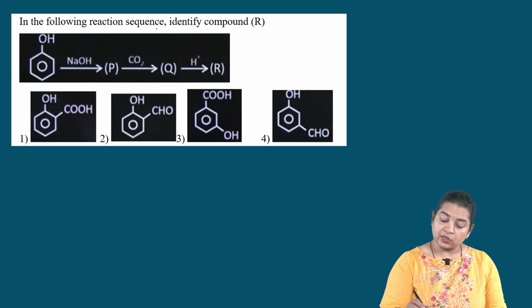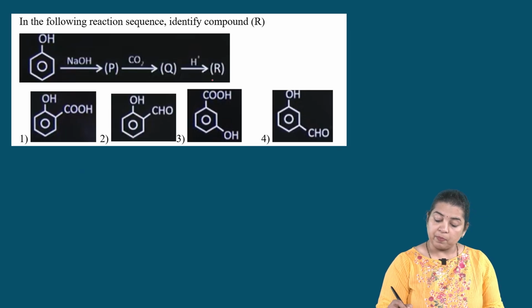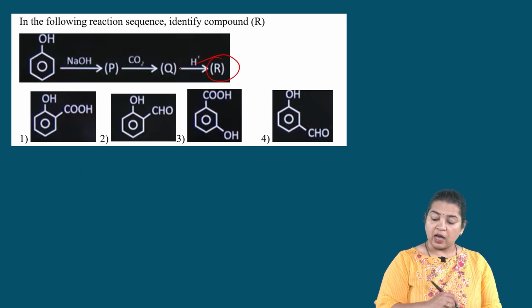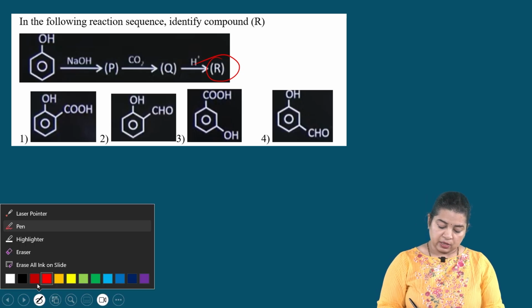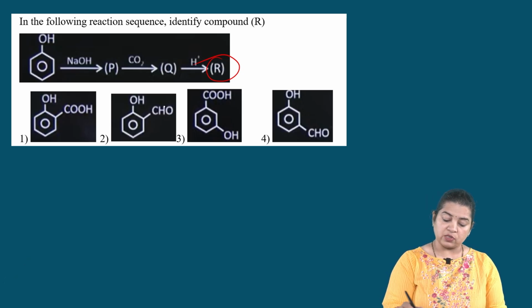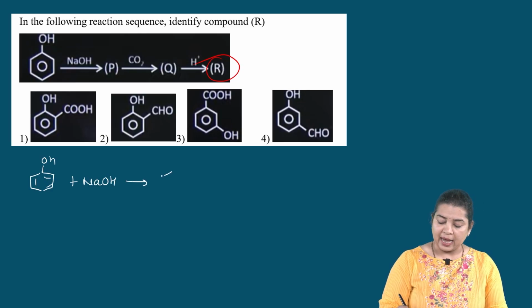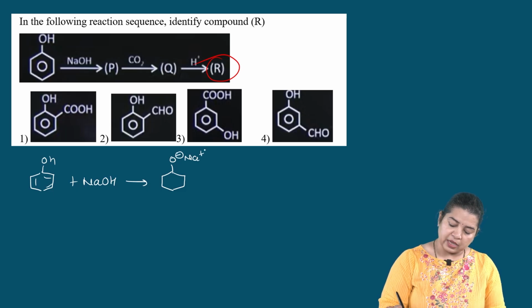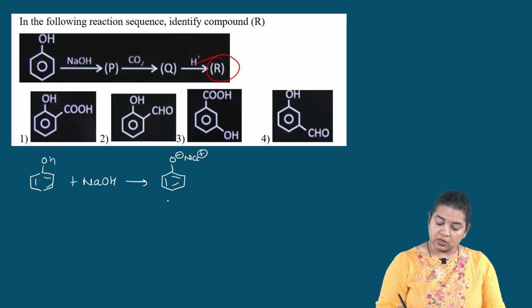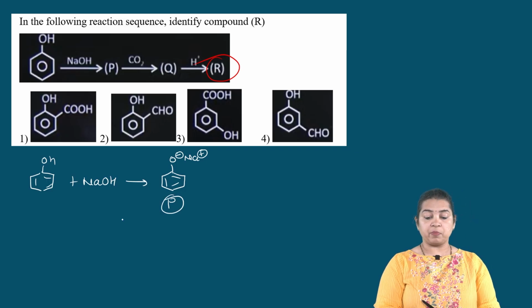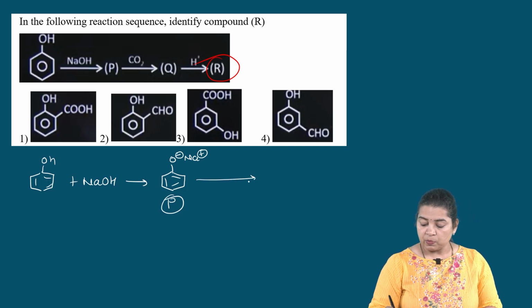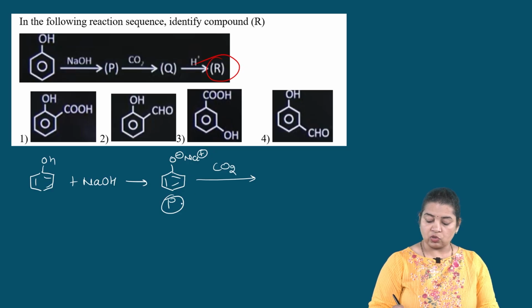In the following reaction sequence, identify compound R. So this R they are asking. Let us first revise what all reactions here are. First reaction, phenol is made to react with NaOH. It is a simple acid-base reaction, and we will have PhO minus Na plus, sodium phenoxide, formed, that is our compound P. This P is now made to react with CO2.